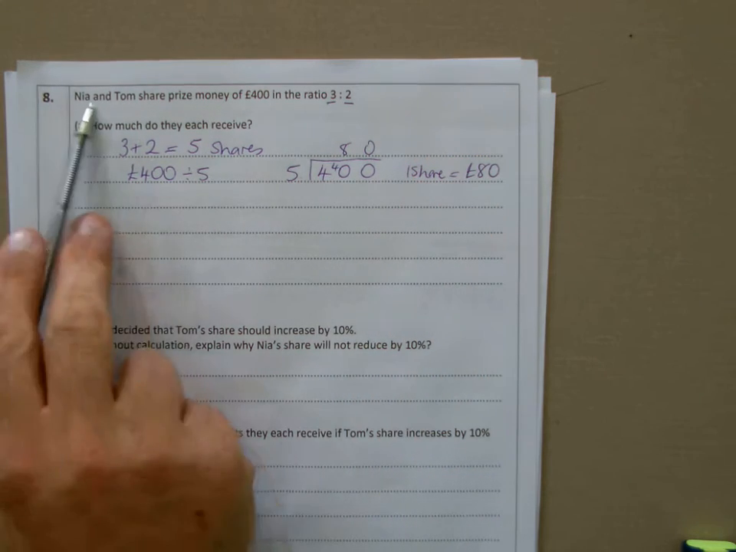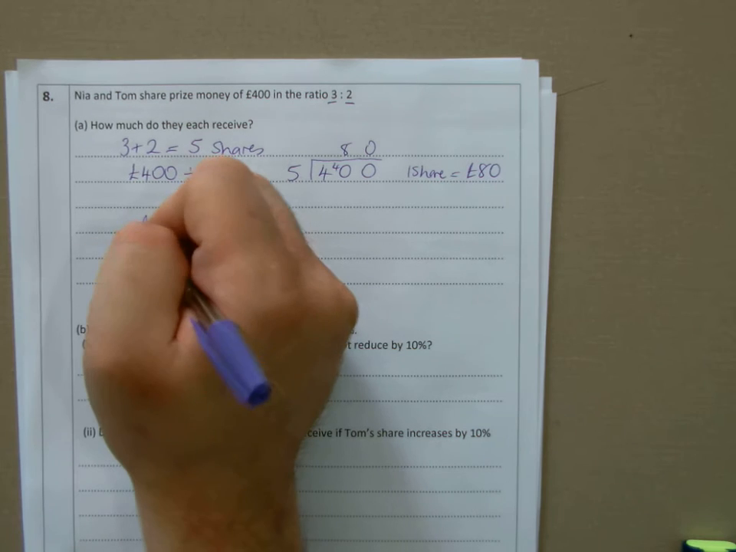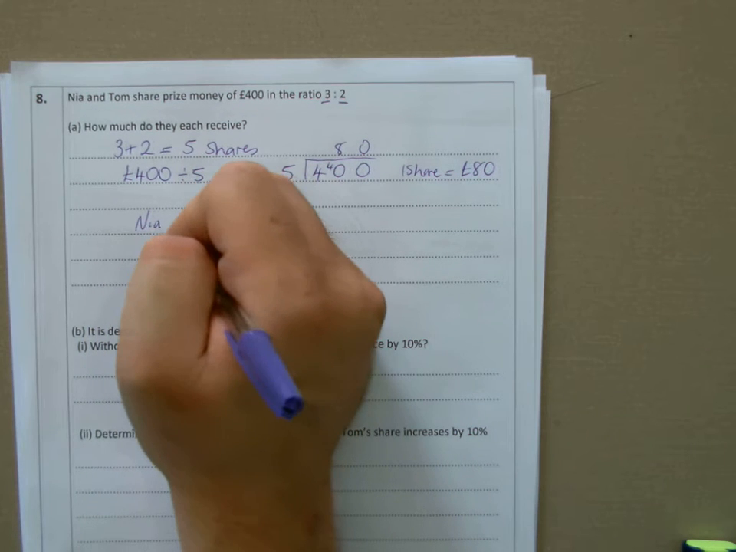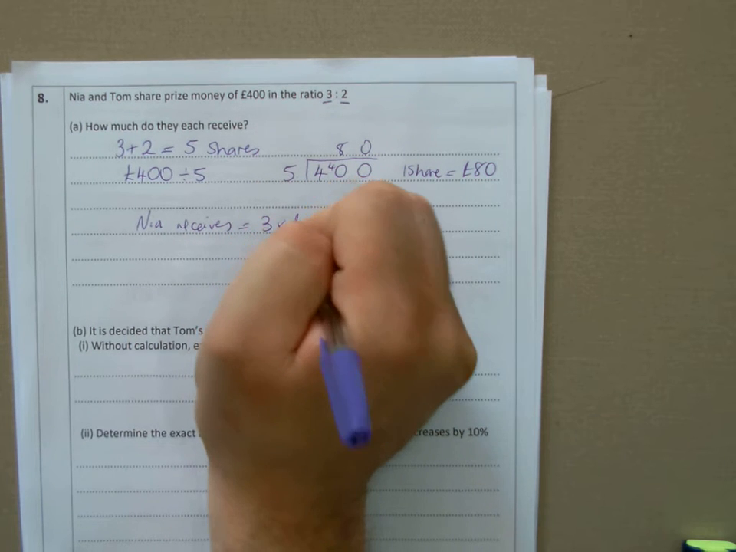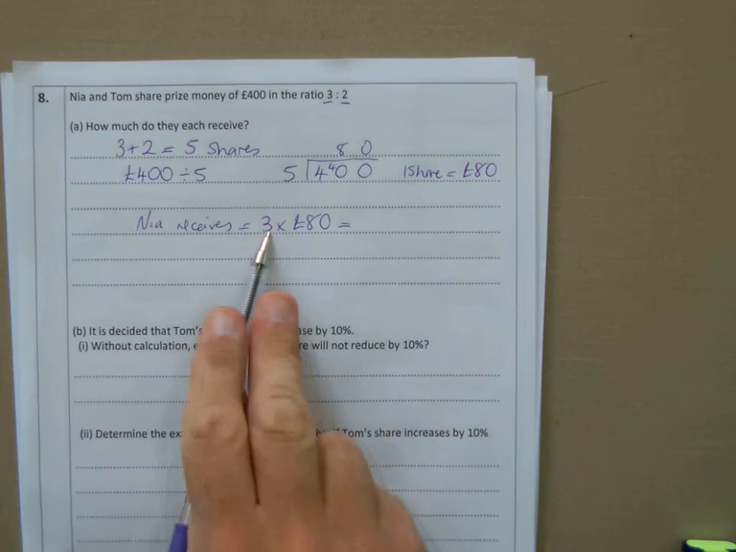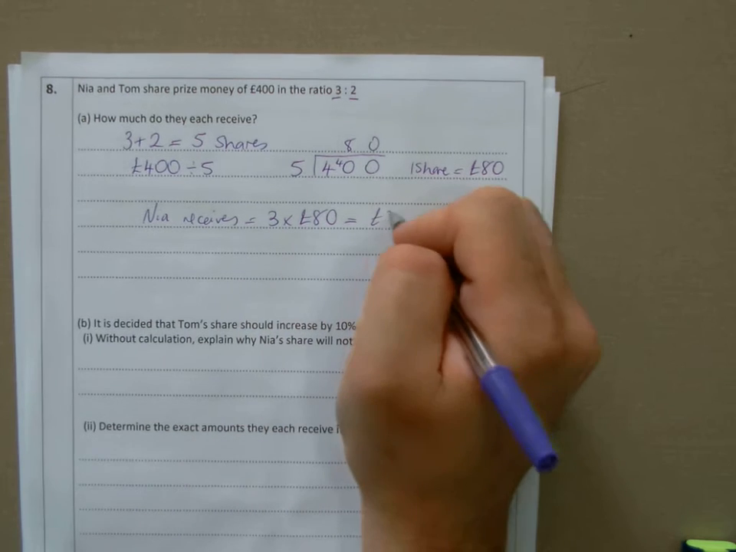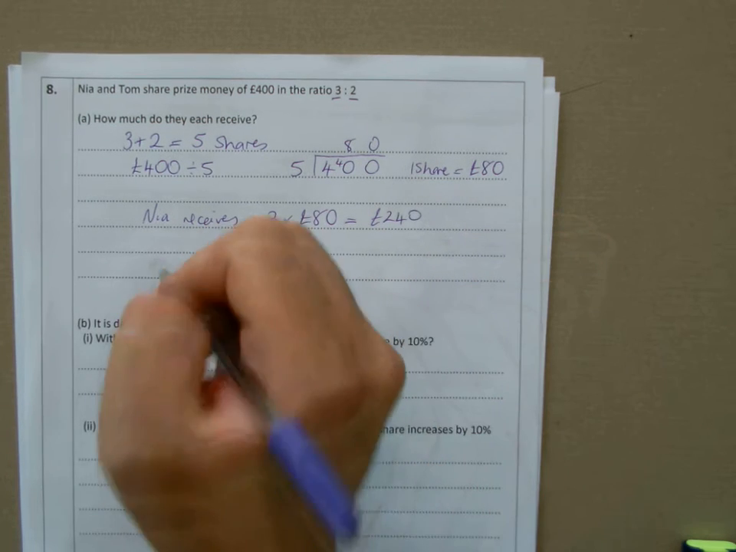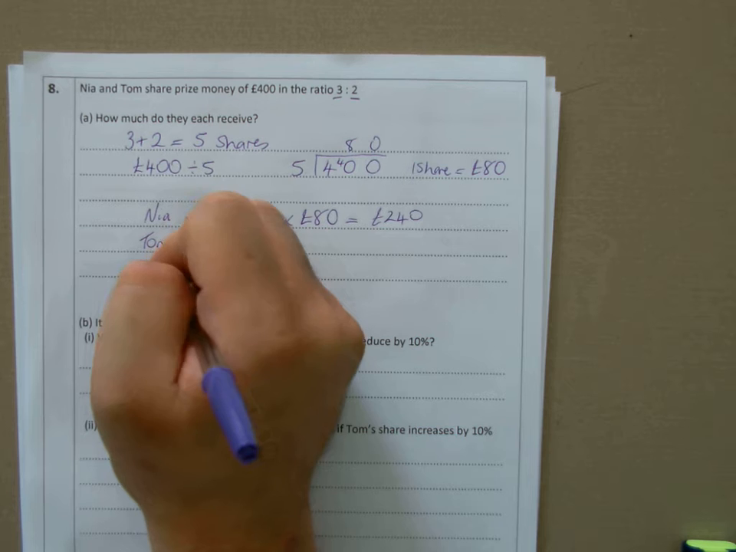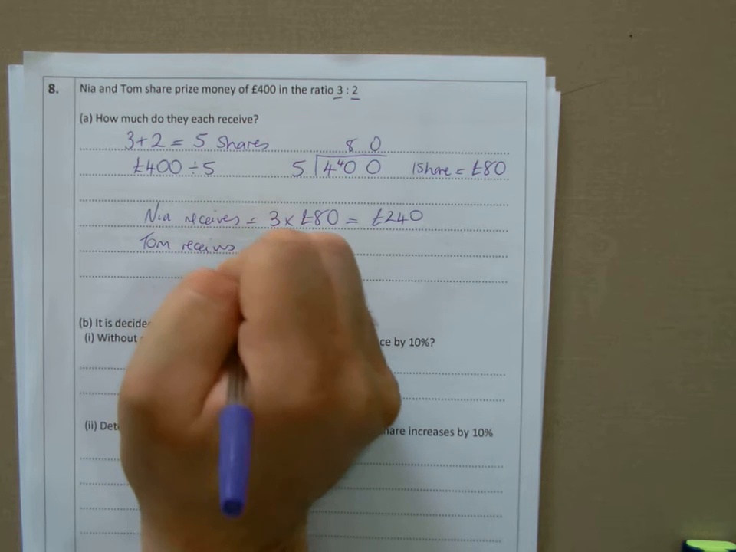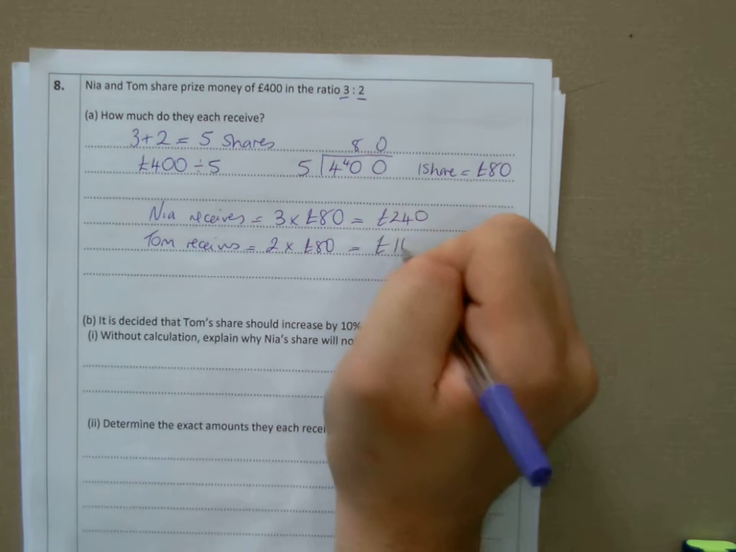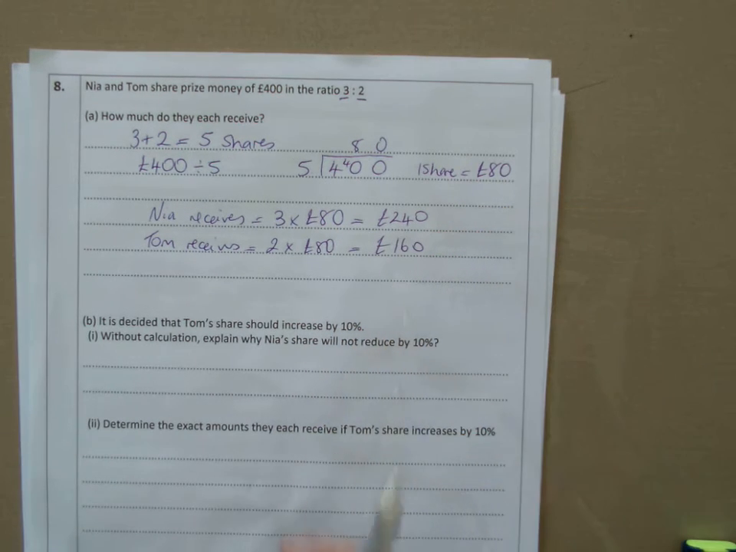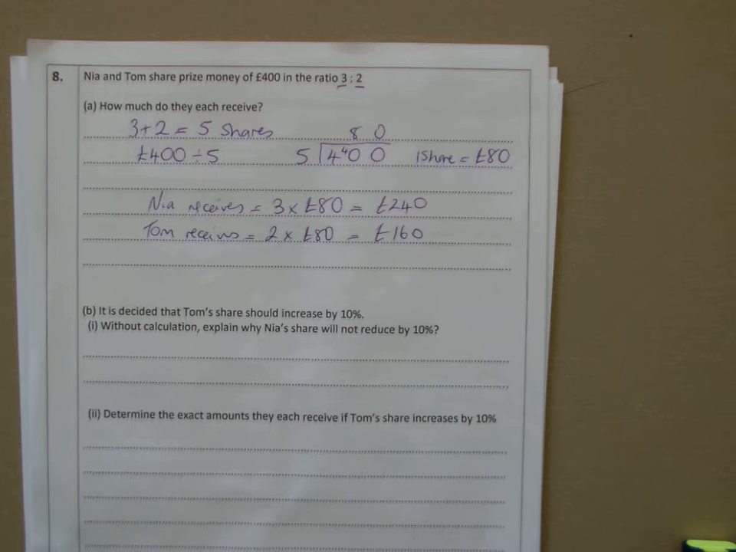Okay, now Nia will get 3 shares, so Nia will receive 3 lots of £80. Okay, so 3 times 8 is 24, and then add 0, it's £240. And Tom receives 2 shares, so 2 lots of £80 will be £160, and you can check then that they both add up to 400. Okay, so that's how much they each receive.